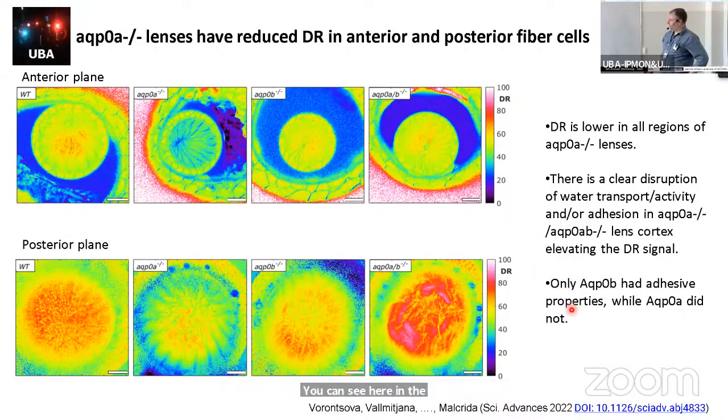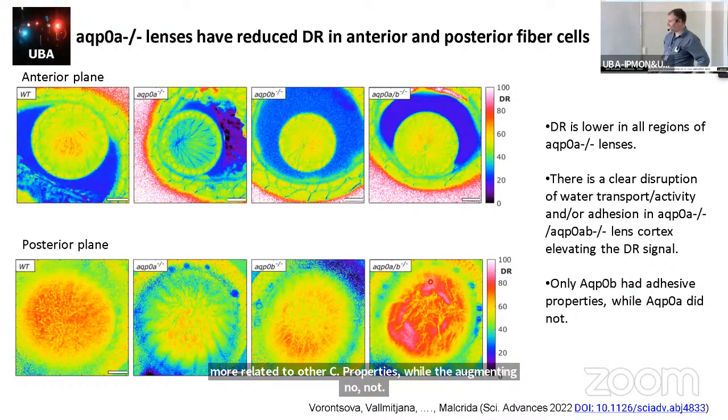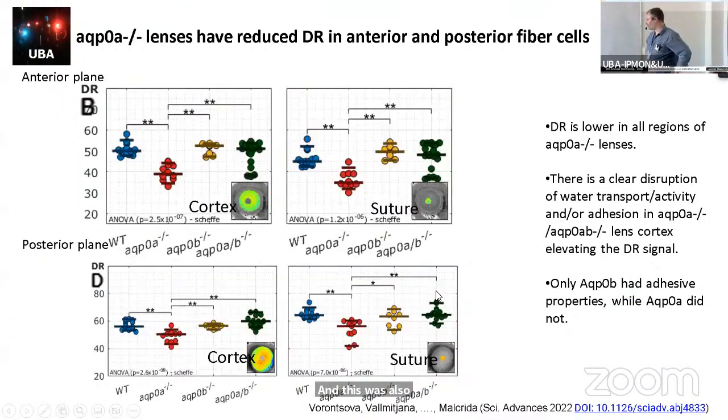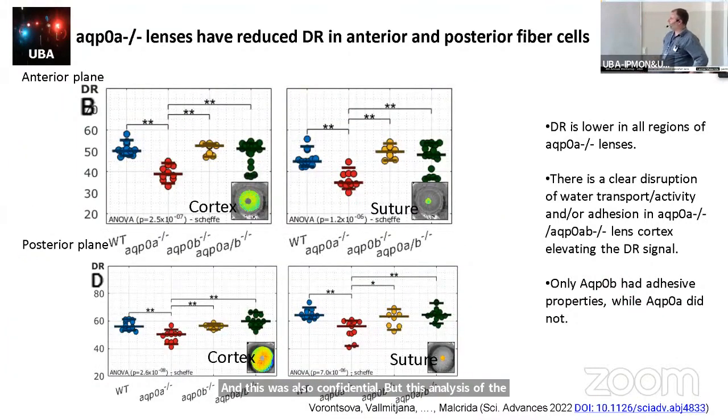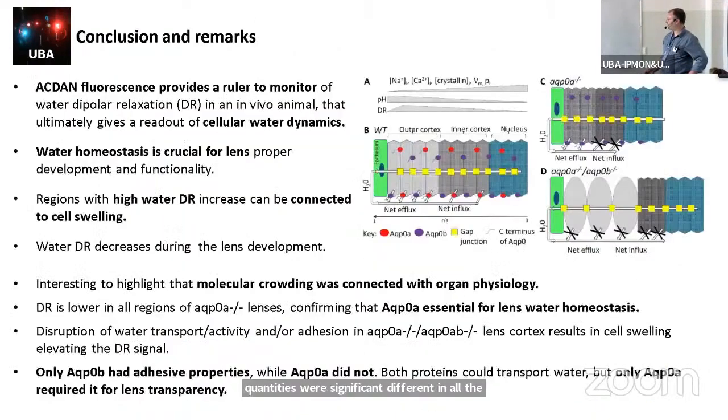And something that we know a priori was that the aquaporin B was more related to adhesive properties, while the aquaporin not. And this was also confirmed by this analysis of the water dipolar relaxation. When we analyze the anterior and posterior plane in the different things, we can also measure the quantities, and these quantities were significantly different in all the different parts of the lens.